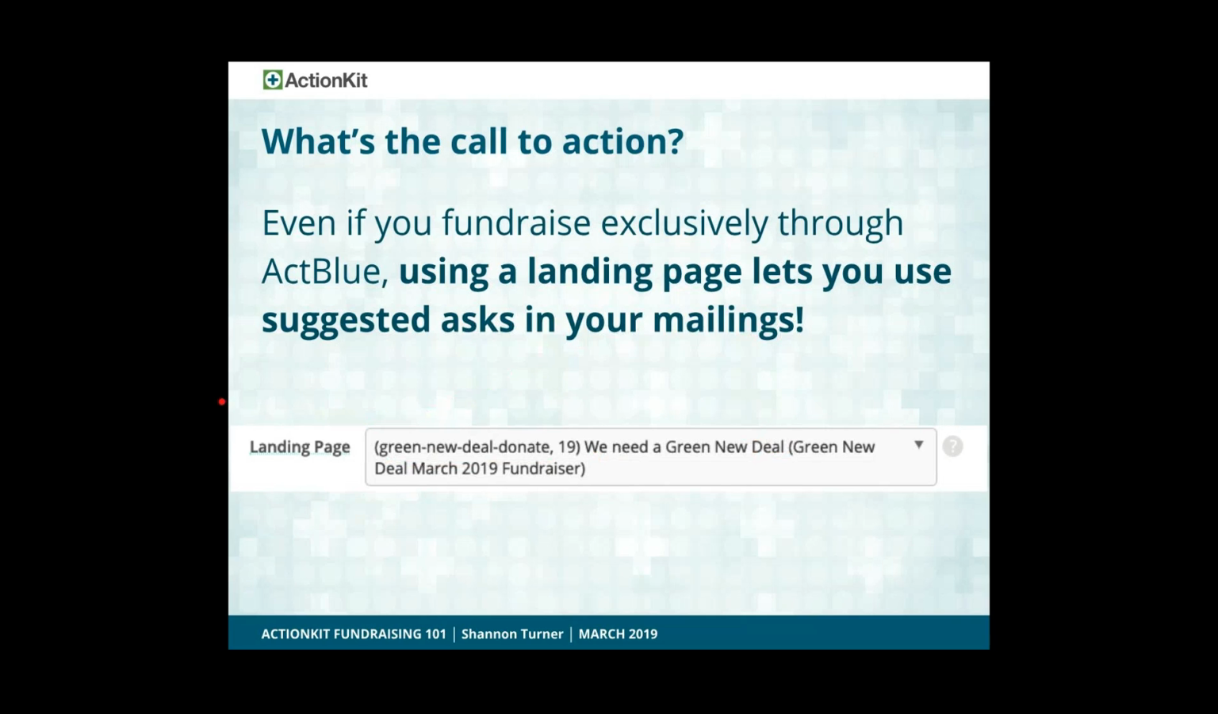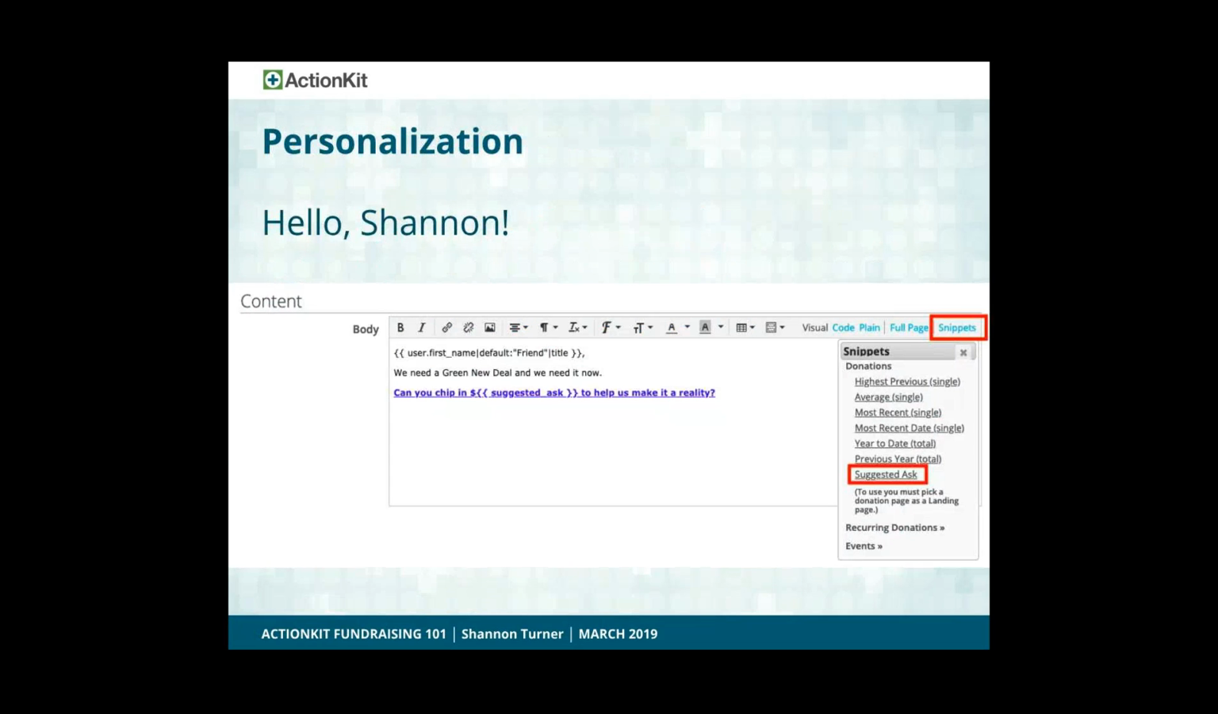Now, this right here is a really important point on this slide, so I want to really emphasize it. Whether you fundraise entirely in ActBlue or entirely in ActionKit or a mix of the two, using a donation page as your landing page is going to let you use a suggested ask in your mailing. So create your donation page, create a suggested ask rule, tie it to that page, and then use that page as your landing page. And now you can customize and personalize your mailing with those suggested asks. We're going to see how to do that now.